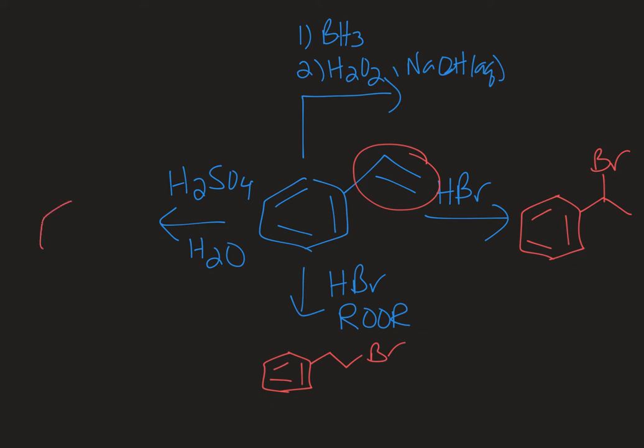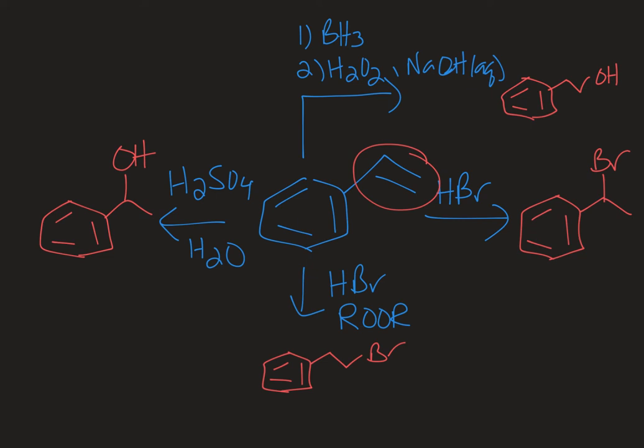We can see the Markovnikov addition of an alcohol if we used H2SO4 and water. And we could see the anti-Markovnikov addition of an alcohol using hydroboration oxidation. So in all of these examples, the reagents that I am given react with an alkene, but they don't react with the pi bonds that are inside the benzene ring. The benzene ring remains intact.